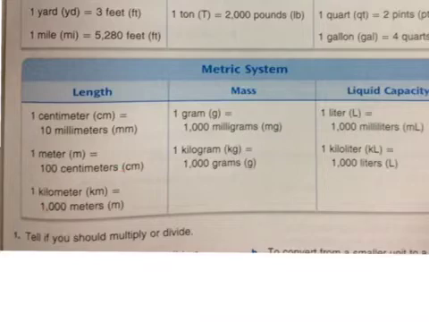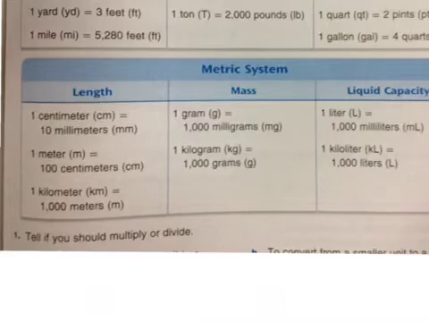That was length. Mass. 1 gram is 1,000 milligrams. So if you have 1,000 milligrams, you will have 1 gram. And you need 1,000 grams to make 1 kilogram. You see? And now liquid capacity. 1 liter is 1,000 milliliters. And 1,000 liters is 1 kiloliter.